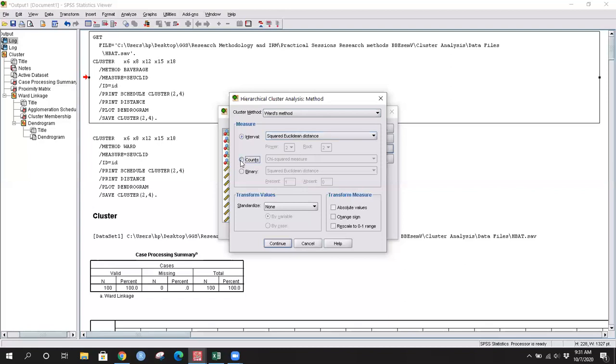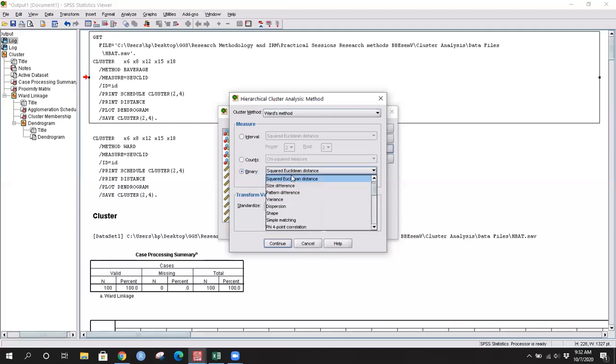And if you have count data in your independent variable, that is some categorical variables, then we use chi-squared. So chi-squared measure or phi-squared measure, both are equally good. Phi squared is nothing but standardized chi-square. And if your data comprises some binary data, which has two categories, then again squared Euclidean distance measure is employed.